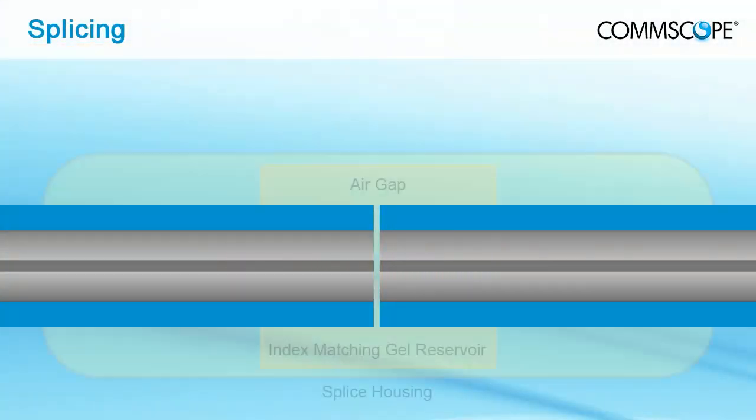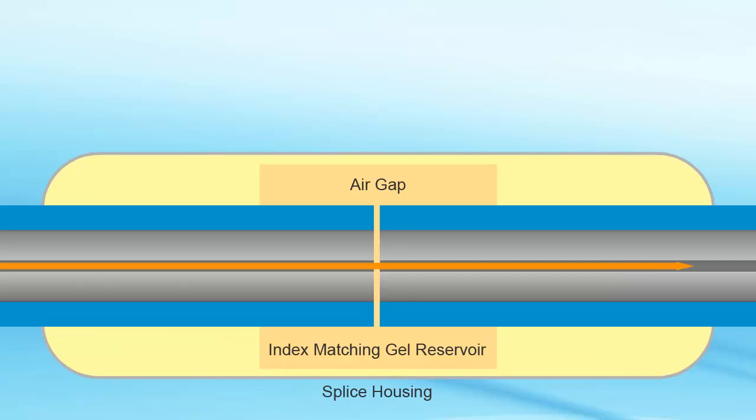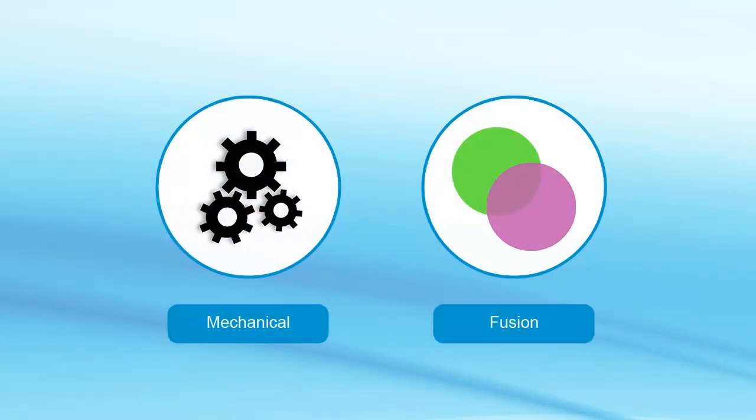The other means of joining two fibers is a splice. Splicing in fiber optics is the physical joining of two separate optical fibers with the goal of having 100% signal transfer. Splicing connections are meant to be permanent, non-reconfigurable connections. There are two basic splicing methods in use today: mechanical and fusion.